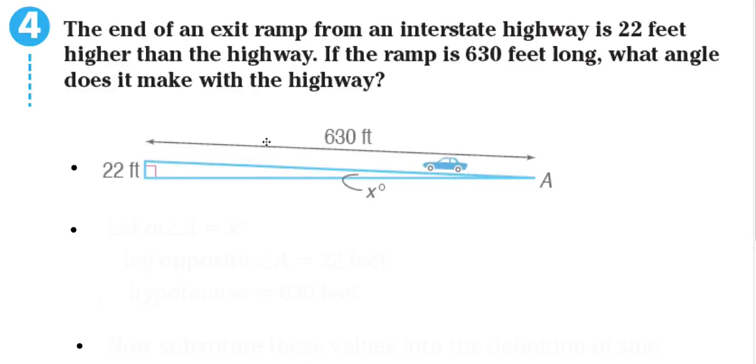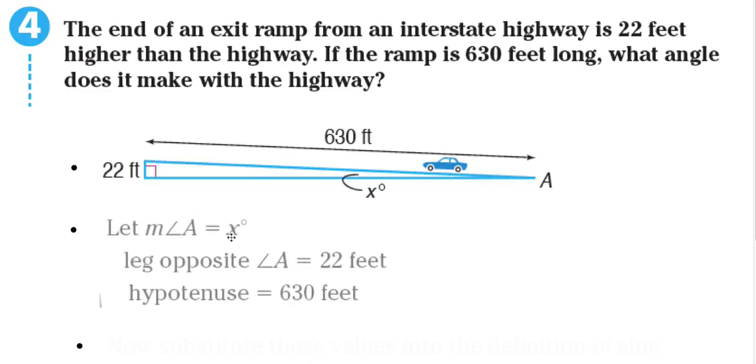First, we need to take a look at what's really happening. We need to visualize what's happening. So you have the ramp that's 630 feet long. We want to find the angle of that ramp, and it is 22 feet higher than the highway. So we have this right angle, and we want to find the angle of that ramp.